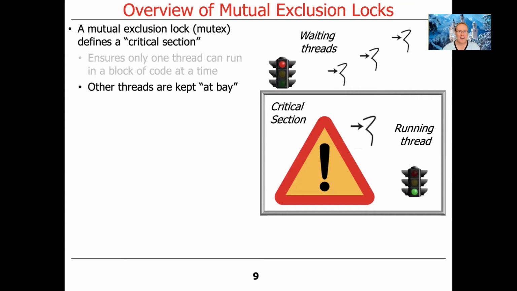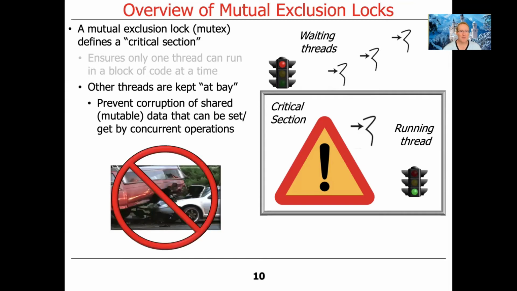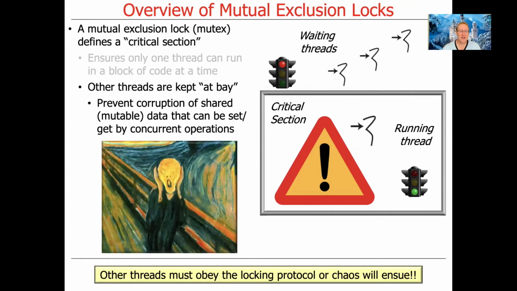They have to wait. They have to essentially queue up or spin or do something while the other thread is running. The reason for doing this, of course, is pretty obvious, I hope. You want to prevent corruption of shared mutable data that would otherwise be able to be set or get by multiple other threads running concurrently. So we want to make sure that we don't end up with data collisions, read-write conflicts, write-write conflicts, various conflicts that will corrupt the state of shared mutable data, which, as you know, is the root of all evil in concurrent programs.